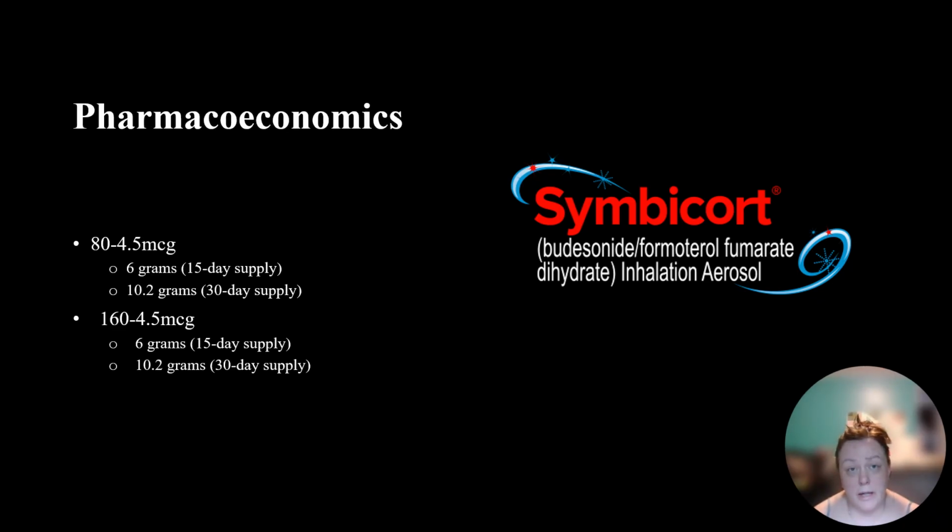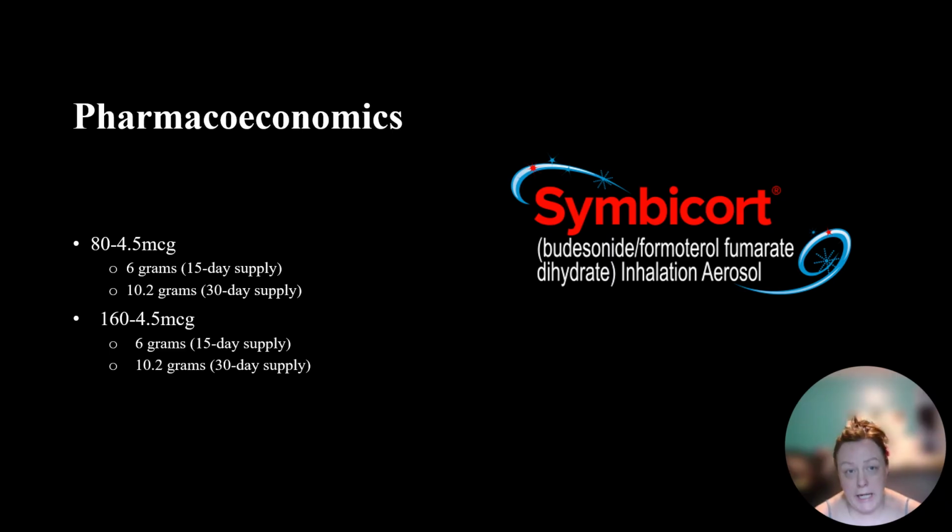Okay, so pharmacoeconomics. I did have problem finding some reputable information upon how much this medication actually costs. I did find one up to date, I'm assuming this is going to be estimated information. So Symbicort actually has two different doses available, an 80 and a 160 microgram. And then each of those, the supply comes in grams, so you're going to have a 6 grams, which is going to be a 15-day supply, or a 10.2 grams, which would be a 30-day supply. And this is based upon whether the patient is doing 2 puffs twice a day and things like that.